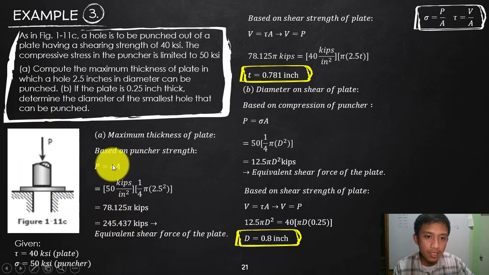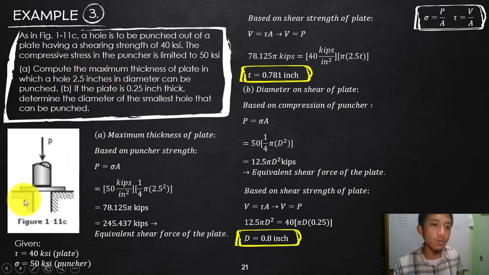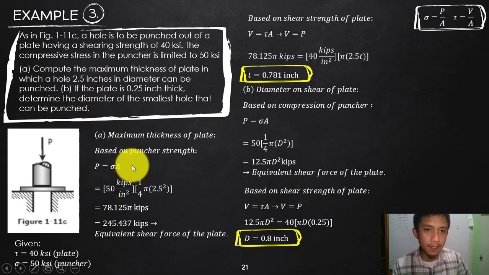We know that the stress the puncher can carry is sigma, and for the area, we are given the diameter of the hole that will be punched. That diameter is the same as the diameter of the puncher, 2.5, which is given here. So we can now figure out the area, and since we are given the stress, what we can find here is the force P.